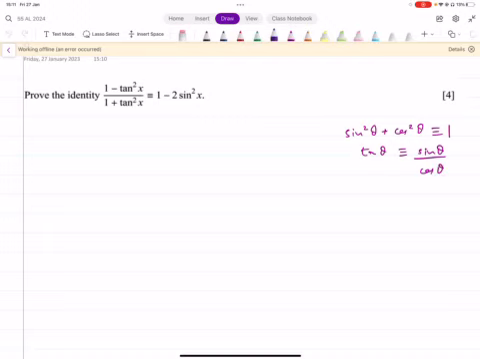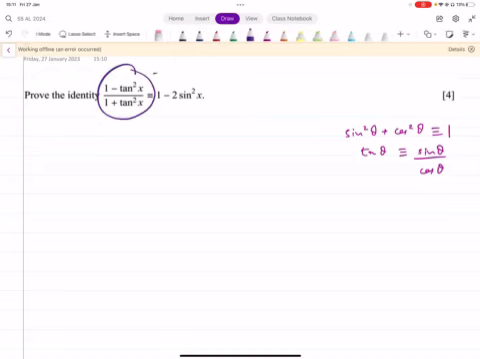Now, how do we start? 1 minus tan square or 1 plus tan square, we can't really simplify it any way directly. कुछ भी नहीं कर सकते अभी शुरू में तो. So we can start by converting tan to sine over cos. Directly और तो कुछ भी नहीं कर सकते अभी.